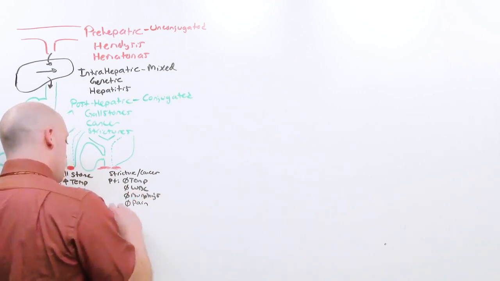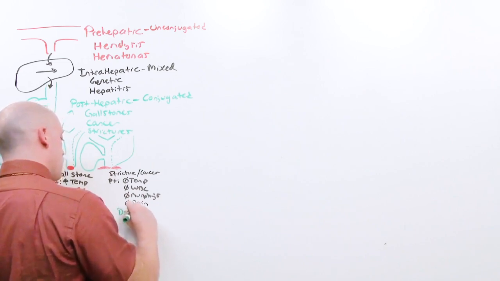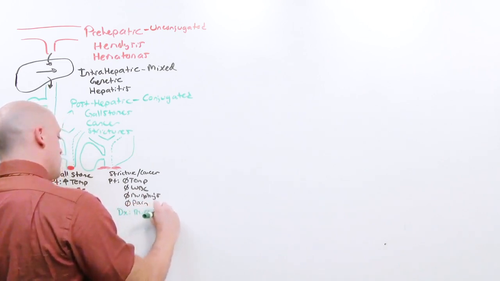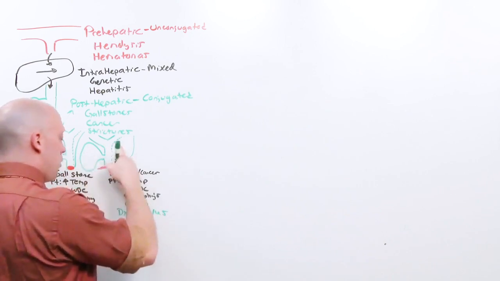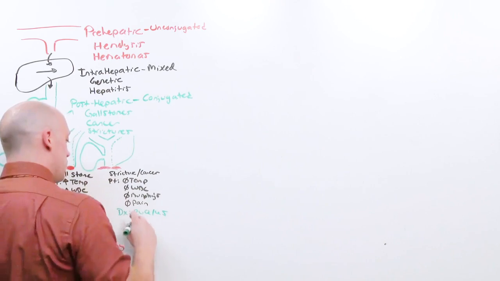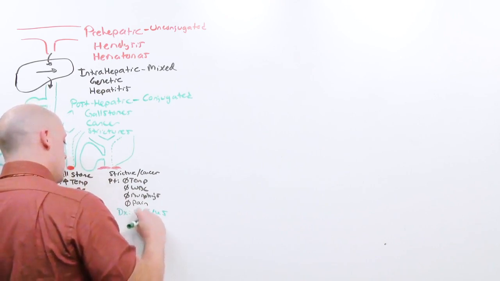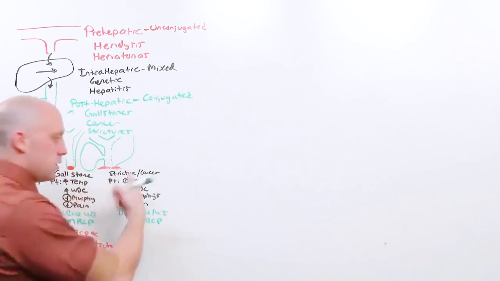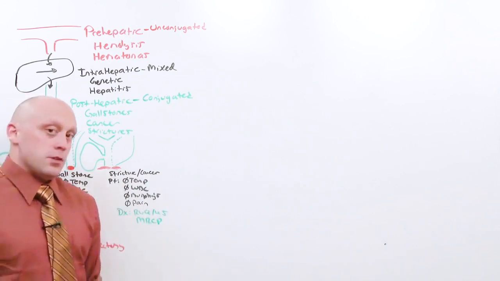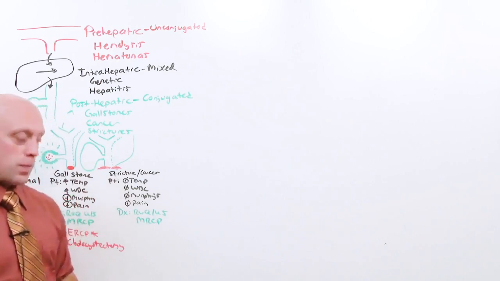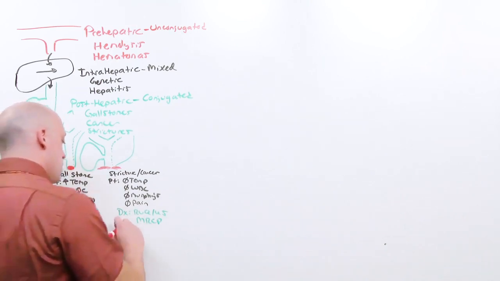The first step is to get a right upper quadrant ultrasound. What you're going to see is the distended gallbladder and a massively dilated biliary tree. And the best test is MRCP, because you visualize everything in the biliary tree, and you don't have to put them at risk for pancreatitis.